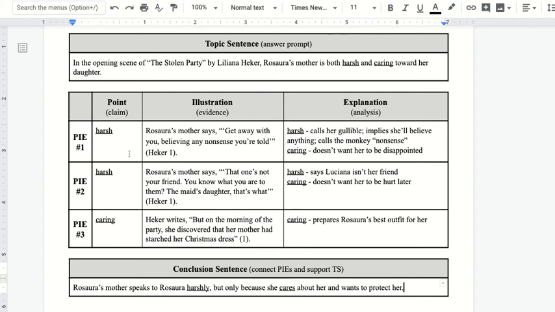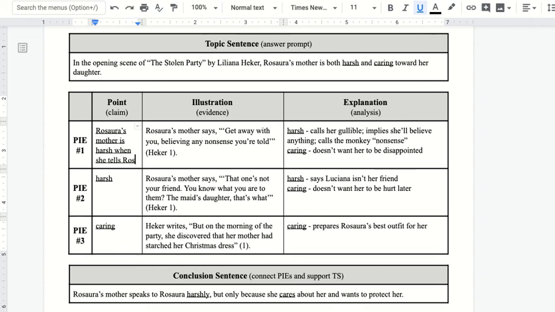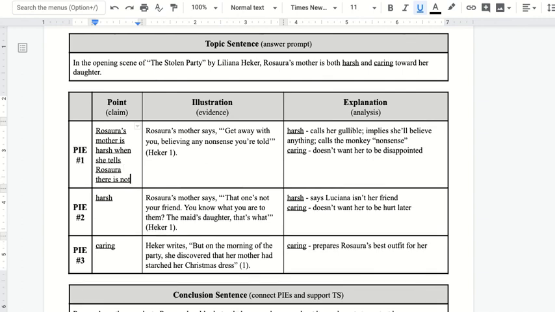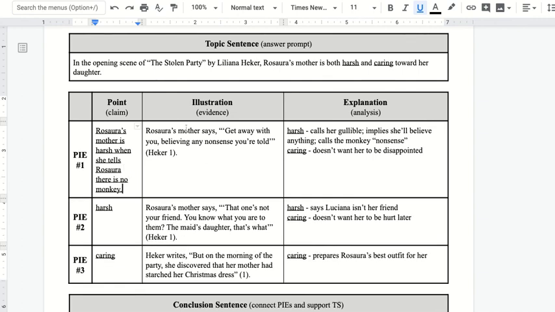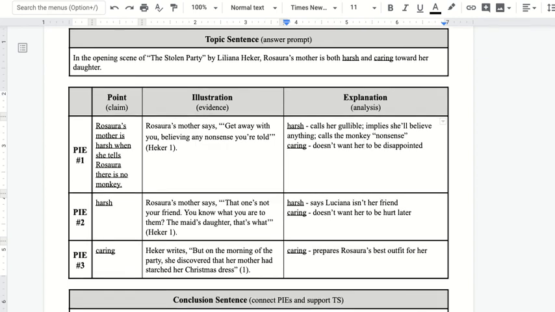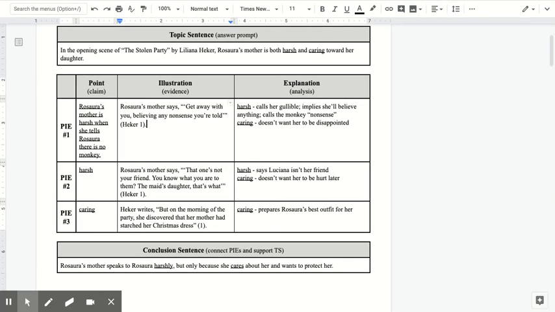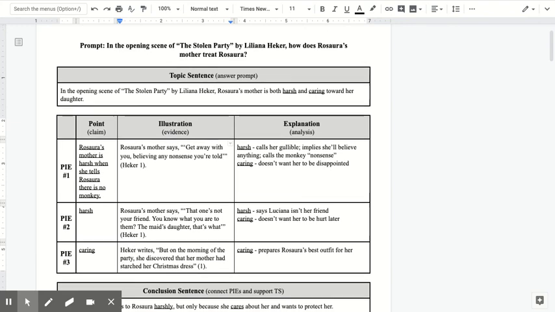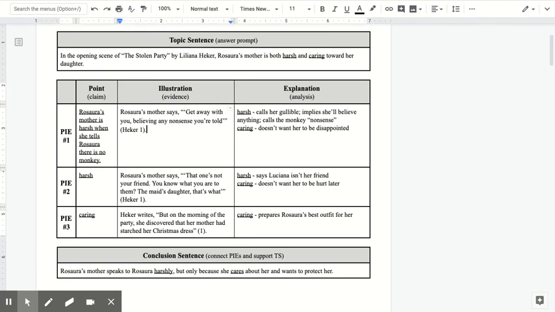And then from here, I can, if I want to, write out my whole point. So I could say, Rosaura's mother is harsh when she tells Rosaura there is no monkey, right? And then I can write out my explanations, keep going like that. Or after I've taken my notes, I can then transfer into the PIE outline format and write the complete paragraph from there. So either way, but this could definitely be helpful in figuring out how to kind of get started in brainstorming to plan for a paragraph.